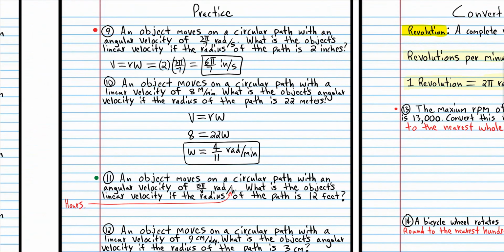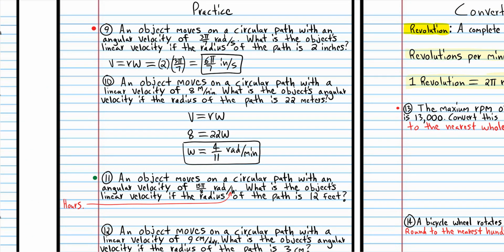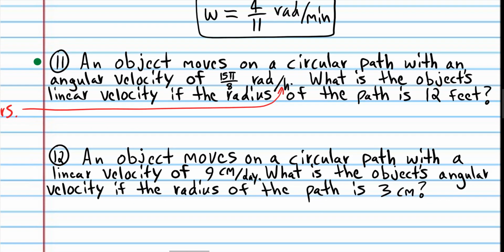So go ahead and try number 11. That H stands for hours. So 15 pi over 8 radians per hour. So go ahead and try number 11, and when you come back, we'll do it together. Alright, we're back.